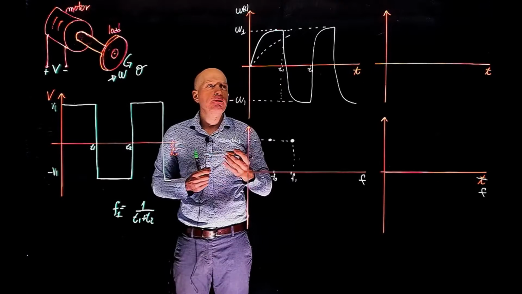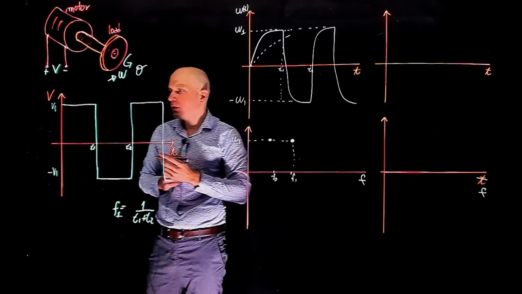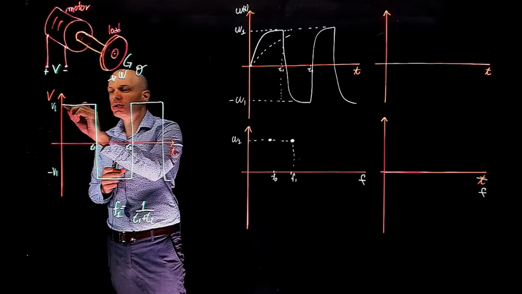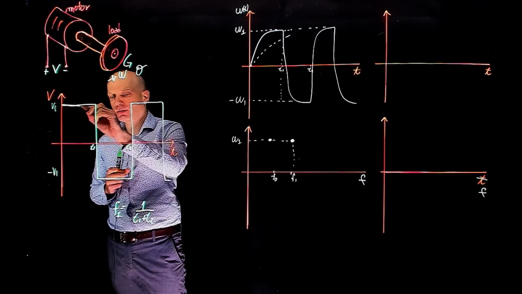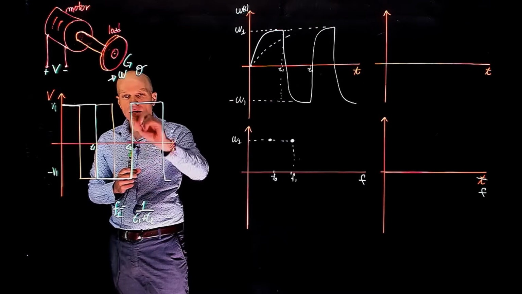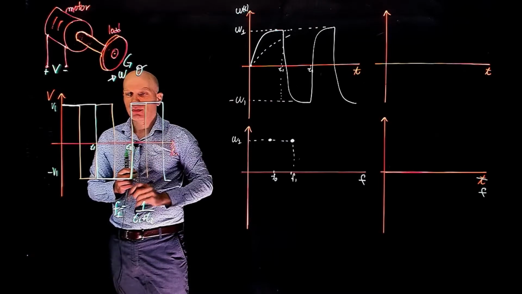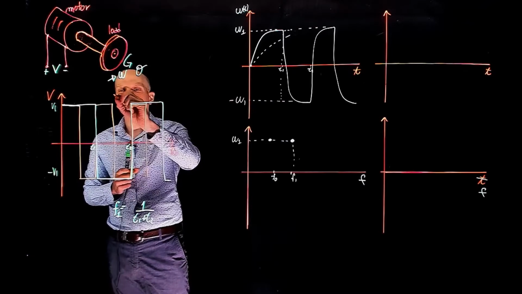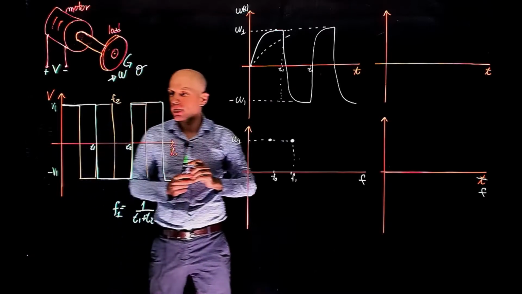Now what happens if we increase the frequency? If you increase the frequency, we are now changing the voltage more often. Say in this case here, twice as fast. Let's call this frequency here f2.